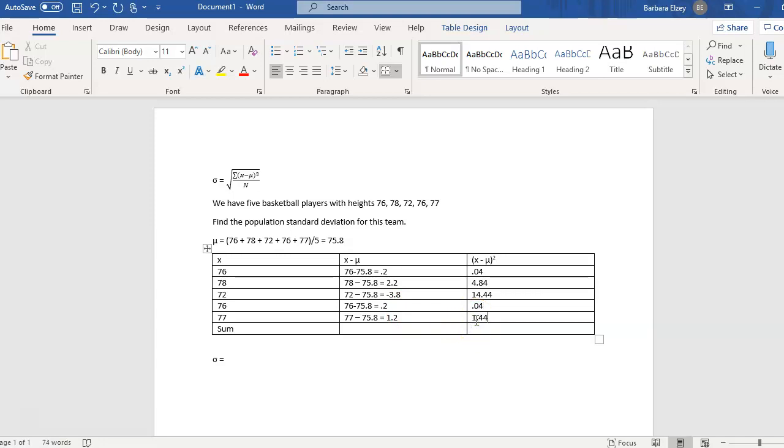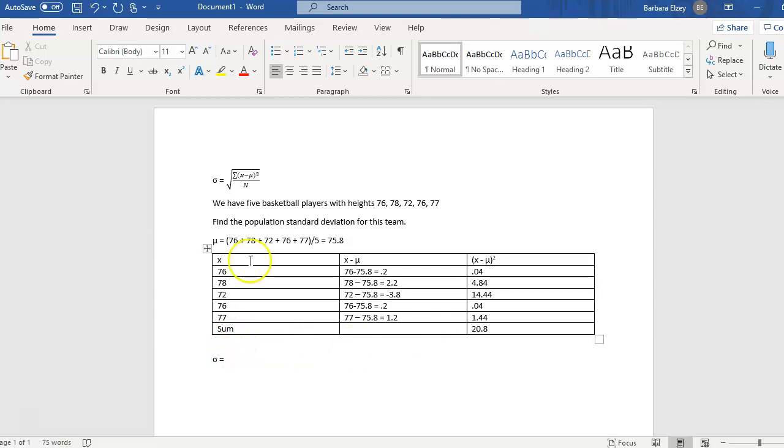Now, lastly, in this table, I want the sum of all of these x minus mu squared that I just came up with. So I'm going to add this column that I just came up with. I'm going to add 0.04 plus 4.84 plus 14.44 plus 0.04 plus 1.44. And that gives me 20.8. Now, you can see if I had, say, 10 million people in my population, how tedious just making this table would be. Now, we're not even done yet.